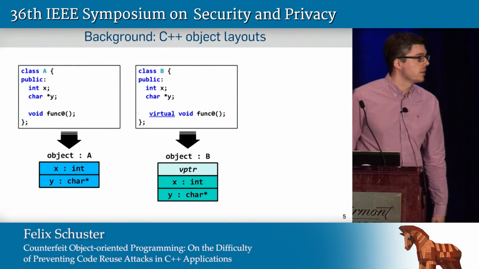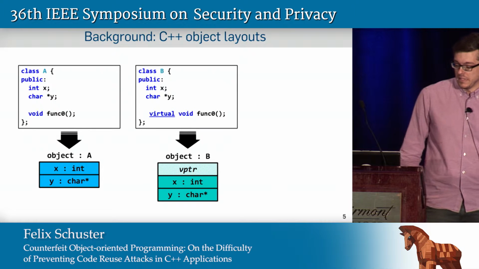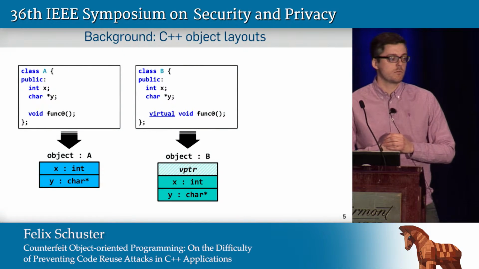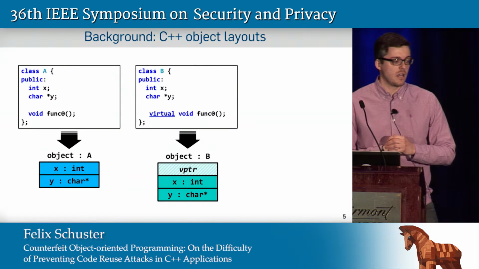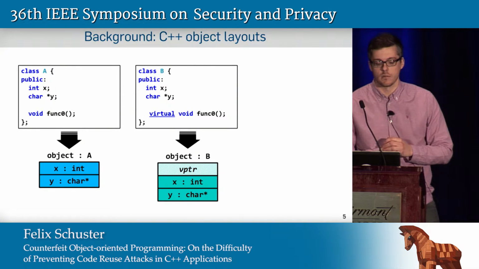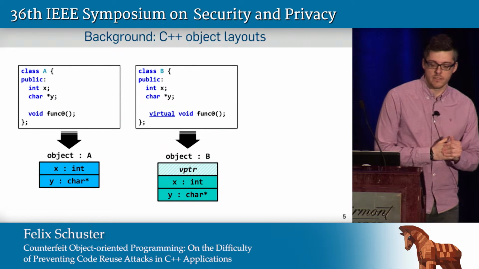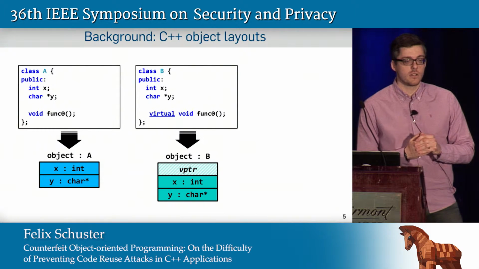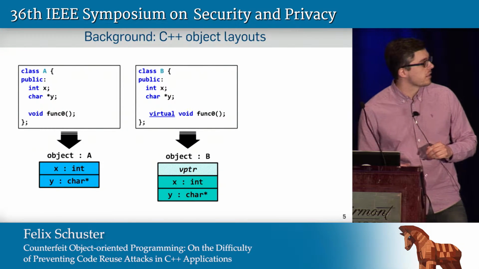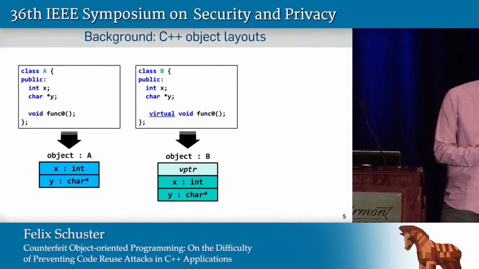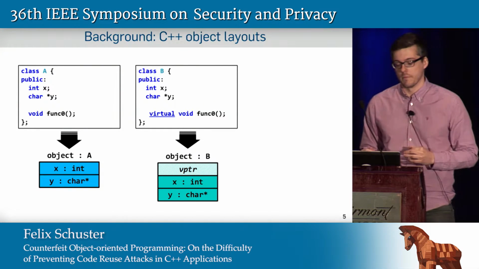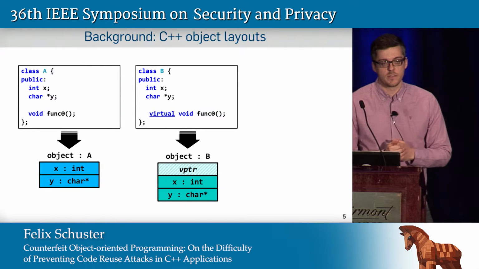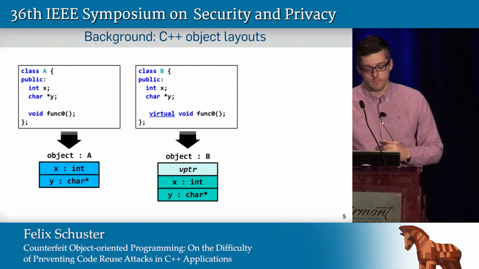Okay, a very quick background slide on C++. In order to understand our attack, it is essential to at least have a very broad picture of what C++ objects look like in memory. So if you consider class A has 2 fields, int x and char pointer y, an object of class A essentially looks like it is shown over there in memory. It is just composed of the fields x and y. If you now look at class B, we see class B is essentially the same as class A, but func0 is virtual.